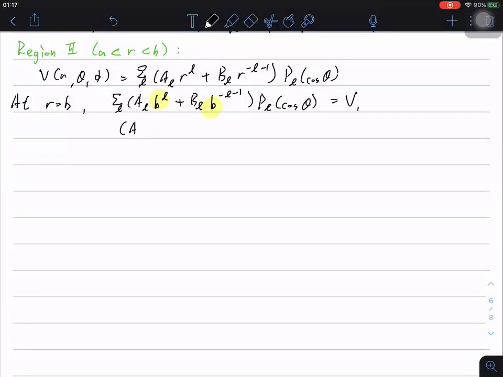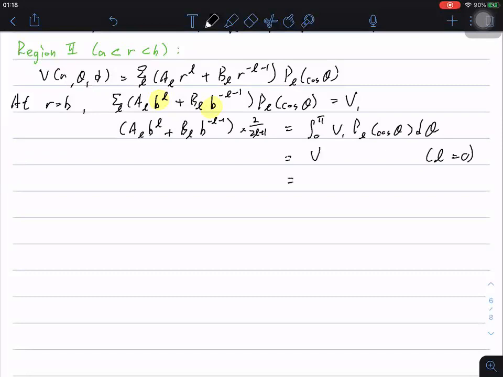Integrate over the Legendre polynomial, and the same for the right hand side. And I think now you already know what this is. So for L equal to 0, it's basically just V, and when L is greater than 0, it is the same thing you obtained in region 1.